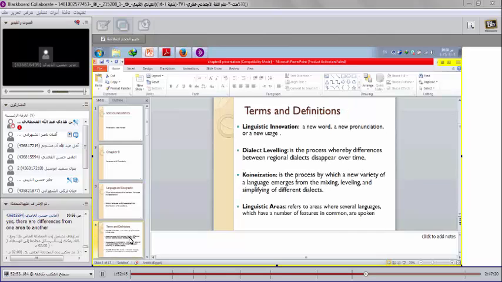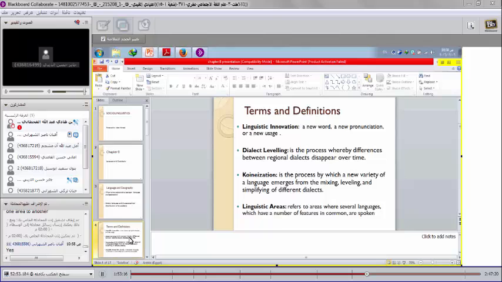Terms and definitions. I hope you can hear me, Doctor. Very good. Okay. So these are the terms that are going to be discussed and are involved in this chapter. As you can see, the first one is linguistic innovation. What is meant by linguistic innovation is a new word or a new pronunciation or a new usage.